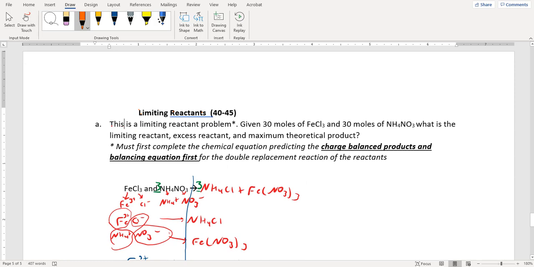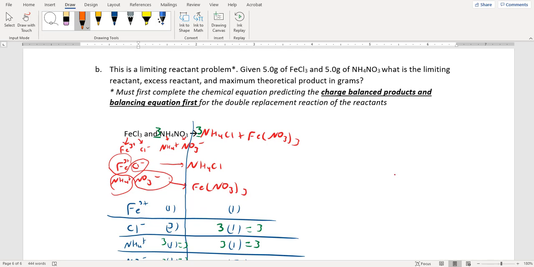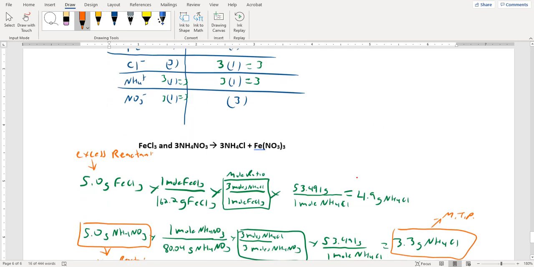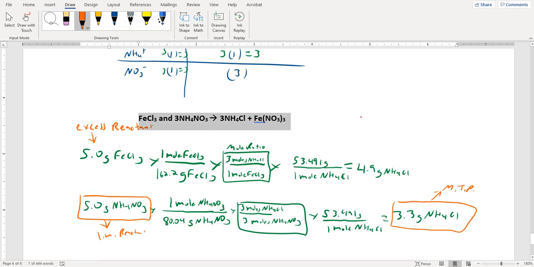Now let's go ahead and do a similar problem to this, only we'll do the more traditional one where we solve for grams. So here we have starting reactants of 5.0 grams of iron chloride and 5 grams of ammonium nitrate. Notice it's the same starting values that we used in the other stoichiometric calculations. First step, we need to figure out what is the charge balanced, equation balanced product. So I simply repeated the work that you've seen earlier in order to come up with this. There's our balanced equation.